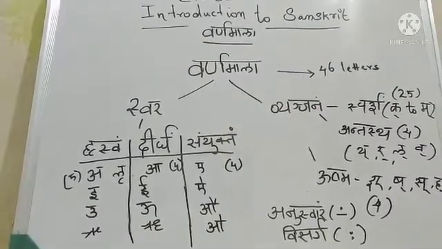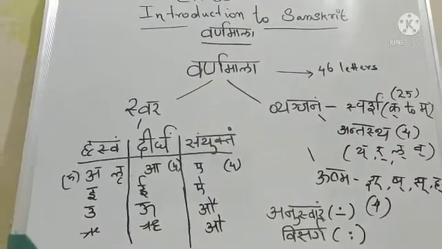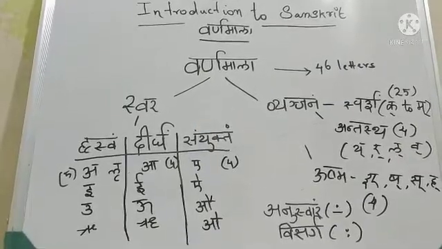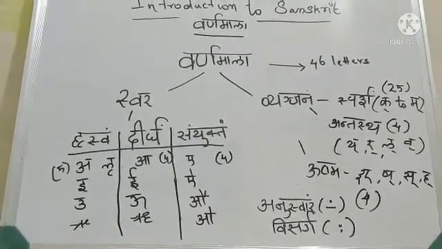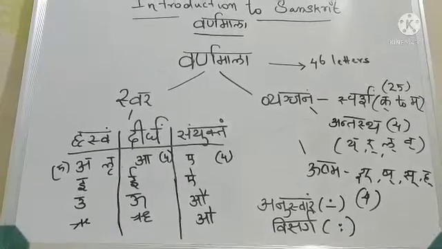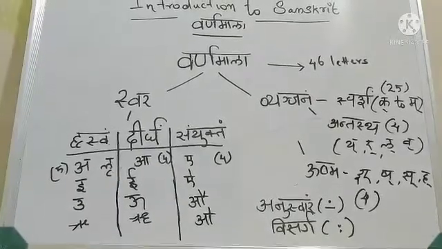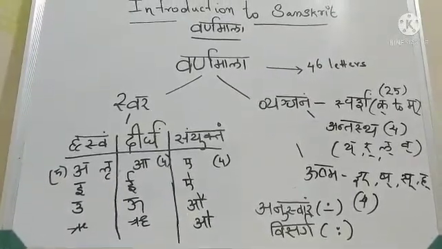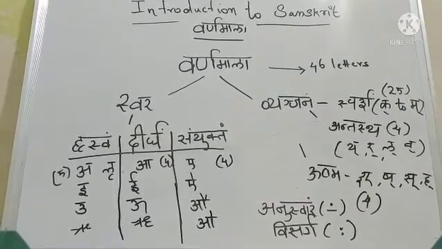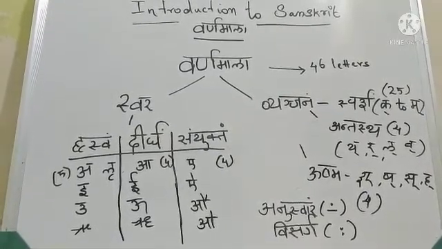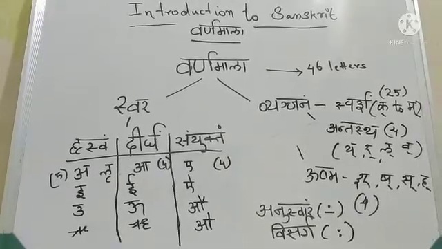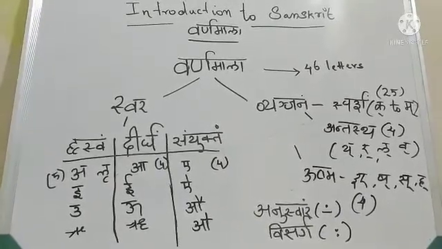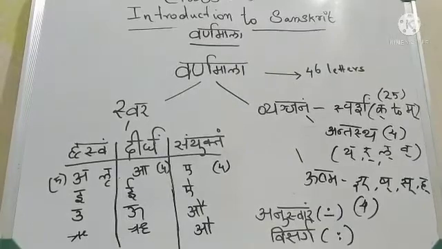In Varnamala, letters are particularly sequenced. So Varnamala is letters that are particularly sequenced. There are 46 letters in our Sanskrit alphabet, which is Varnamala.